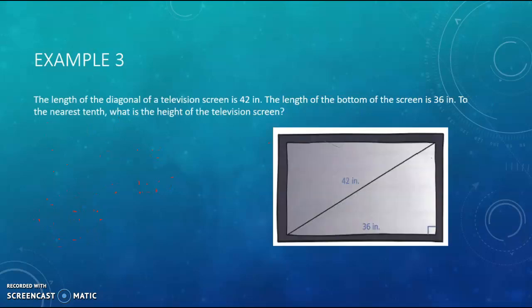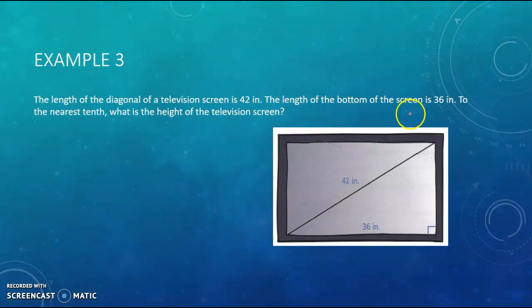And now we're going to do a couple of real life problems where Pythagorean Theorem comes into play. So all TV screens, when they tell you that it's a 42-inch TV, it's a 50-inch TV, it's a 64-inch TV, whatever it may be, that is the diagonal of the screen. So the length of the diagonal of a television screen, in this case, is 42 inches.